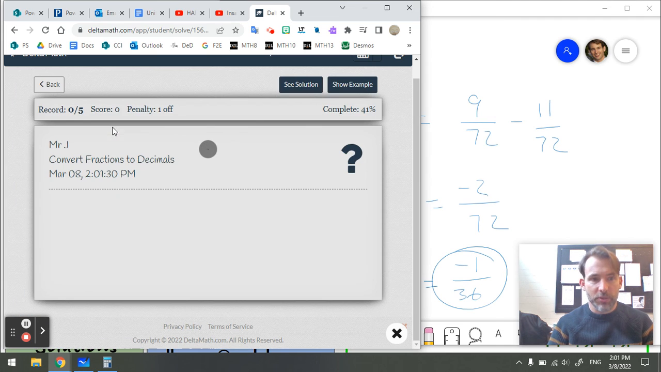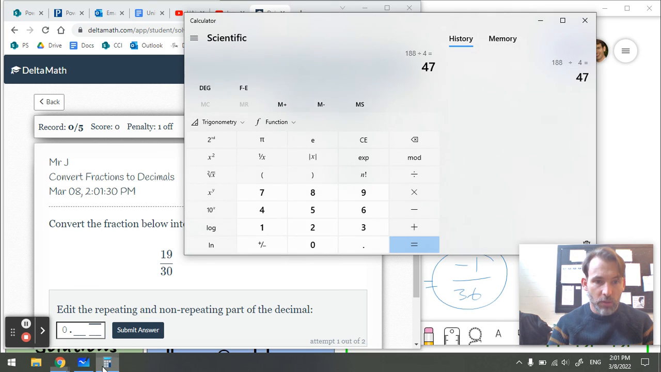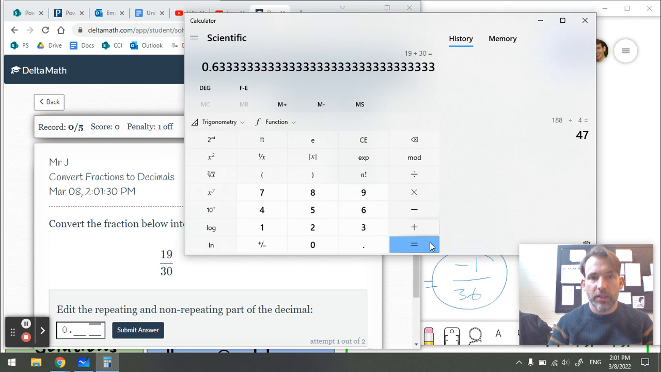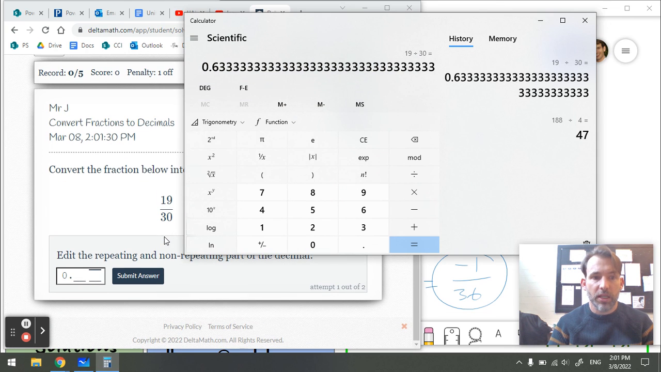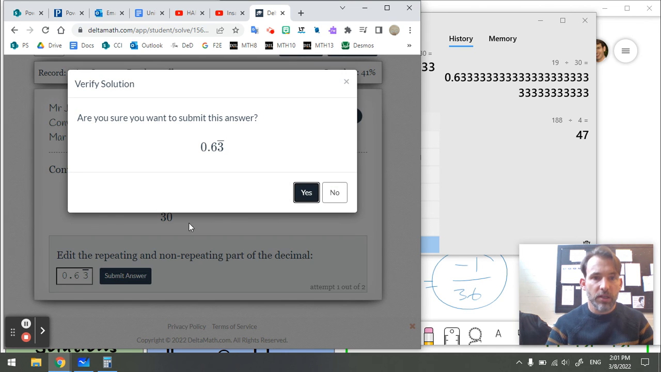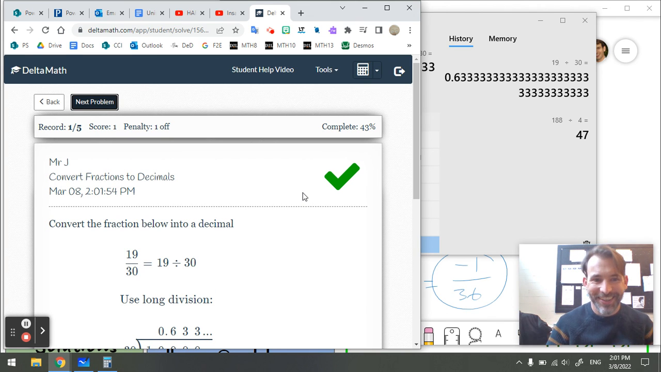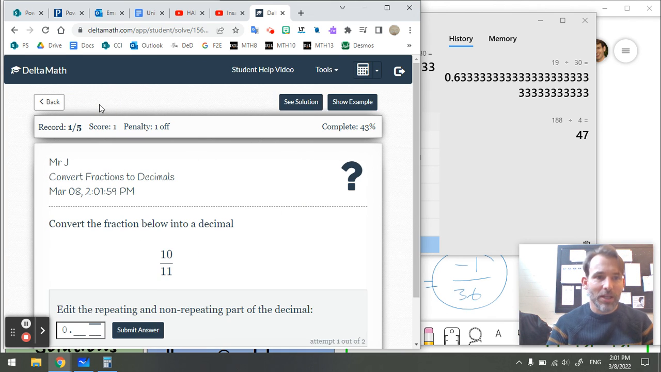Converting fractions to decimals is about as straightforward as it gets. What you do is you do what this says to do. You say 19 divided by 30, and then it tells you that that's 6.3 repeating. And then put the 6 under here, and put the 3 under the repeating part. And say submit answer. Yes. Hooray. Okay, so that's how you do those.